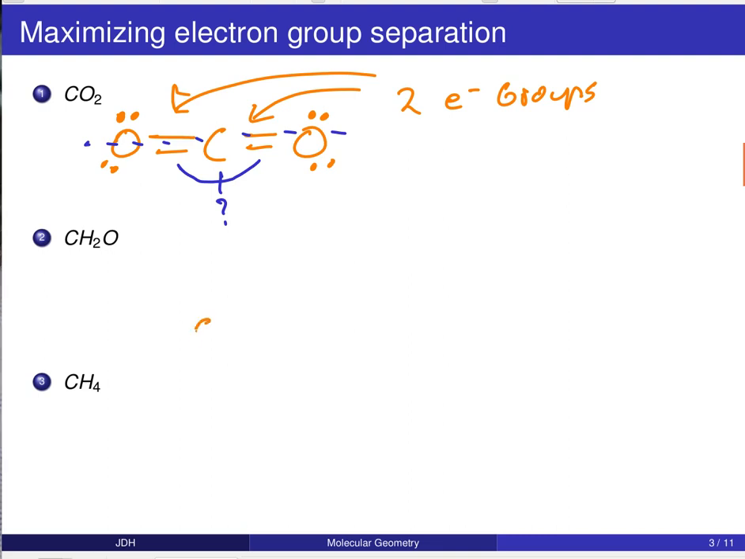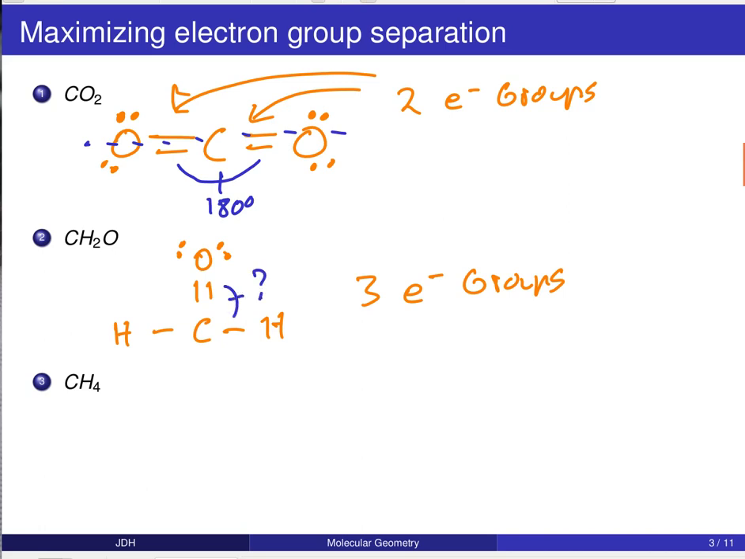Okay, so now let's go on and look at our next example here, which is CH2O, formaldehyde. And recall the Lewis dot structure looks something like this. And now we can see that we have 3 electron groups. So the question we want to answer here is, what is the geometry? Remember previously we found this one's going to be 180 degrees. We want to figure out what is the geometry, or what's going to be the bond angle between these different electron groups in this CH2O molecule.